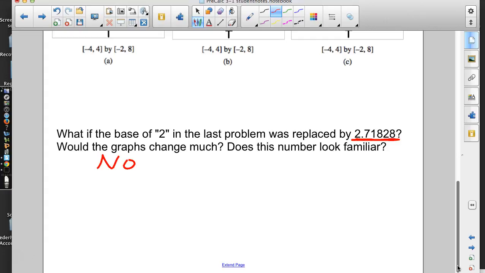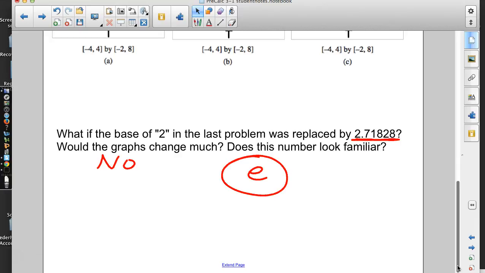But we are supposed to recognize 2.71828. It is Euler's number. It's E. It's the natural base. So what we're saying is, just because we go from an integer base to natural base E, it doesn't mean that that's going to change everything, because it's not. It's just a matter of what is that base.